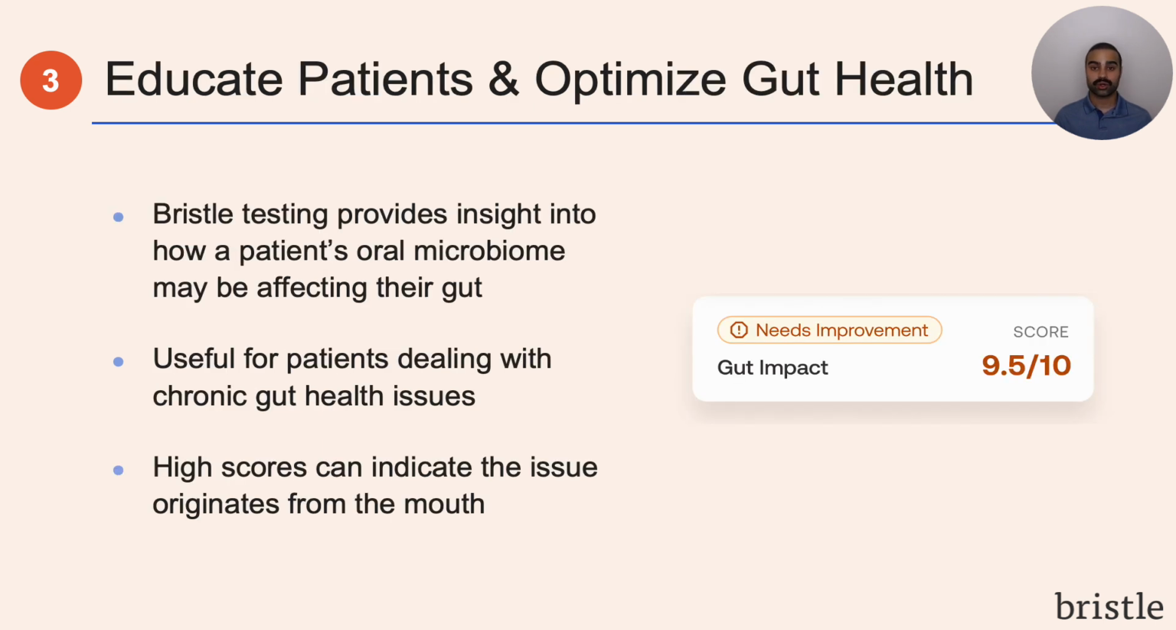Our gut impact score shows how much a patient's oral microbiome might be contributing to their gut issues. It's not a gut test, but if a patient has GI symptoms, a high score here can flag that the mouth might be a potential contributor. And it helps educate patients on the importance of their oral health and how balancing the oral microbiome can in turn improve their gut health.